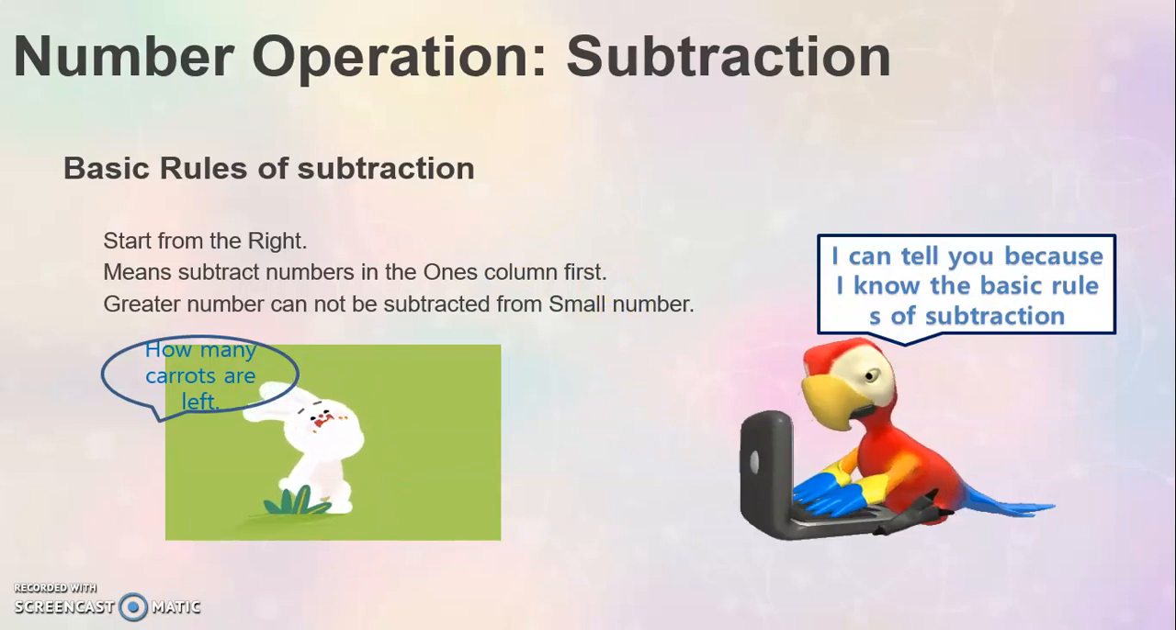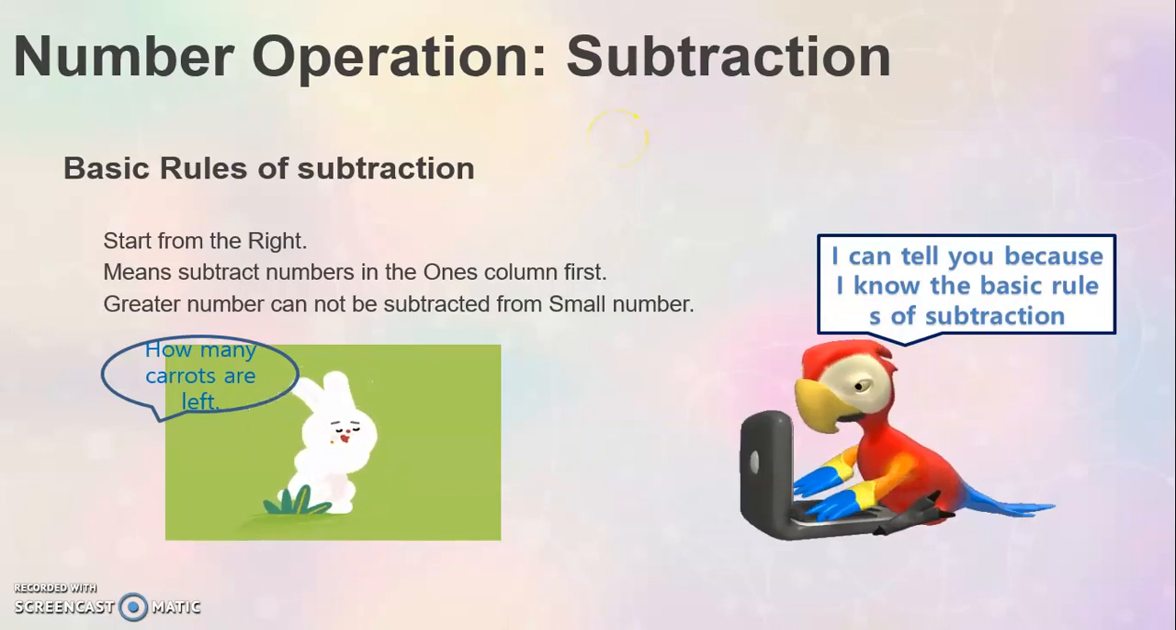Always write the greater number above and the smaller number below it. While subtracting, start from the right. Means subtract number in the ones column first. Greater number can't be subtracted from the smaller number. In that case, we can take borrow from the adjacent column.